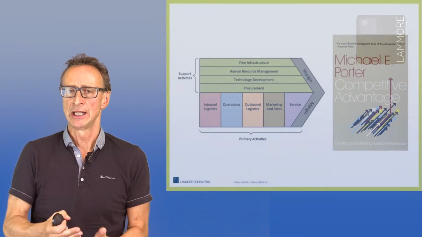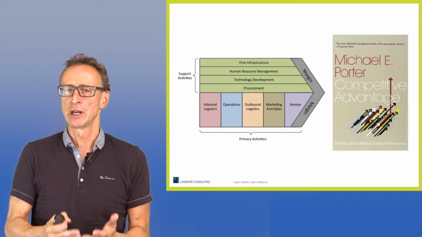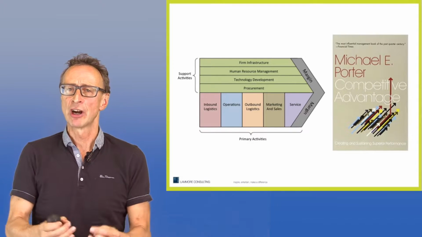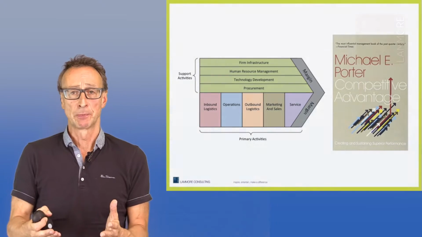Now, in the last video, we took a look at Learning Outcome 2, which referred to Michael Porter's value chain in his book, Competitive Advantage, Creating and Sustaining Superior Performance. Today, we're very much going to look at the generic strategy within this book.